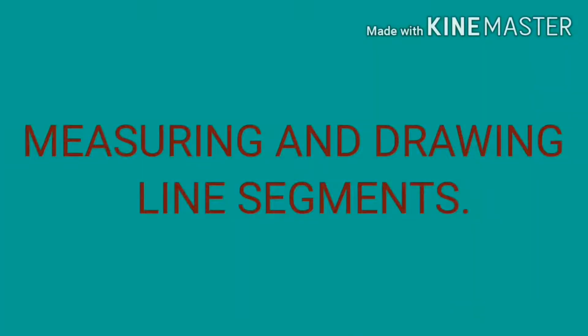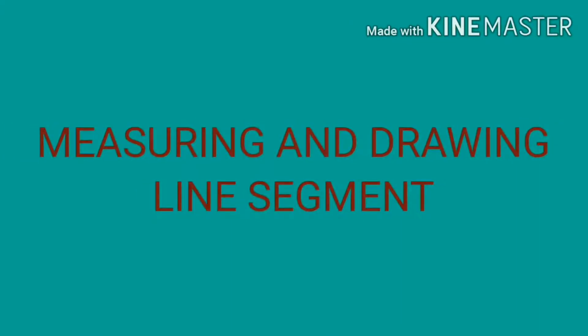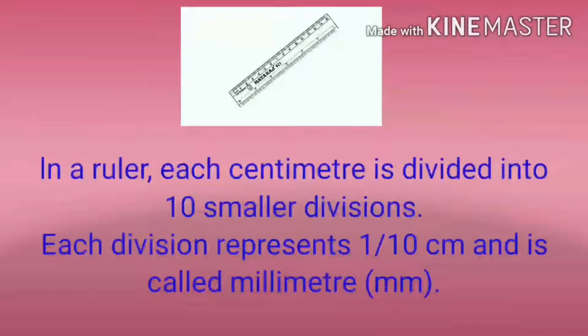Let's start the first topic of this chapter, measuring and drawing line segments. We measure or draw a line segment with a ruler. In a ruler, each centimeter is divided into 10 smaller divisions. Each division represents 1 by 10 centimeter and is called a millimeter.